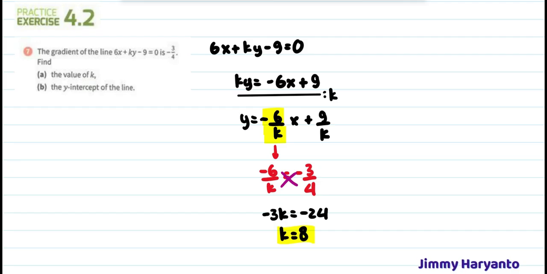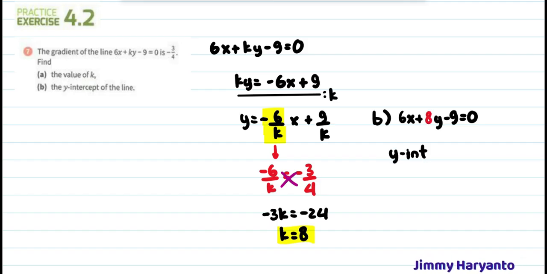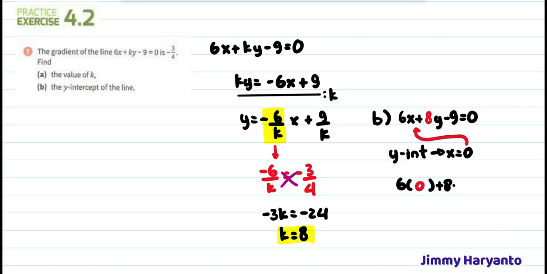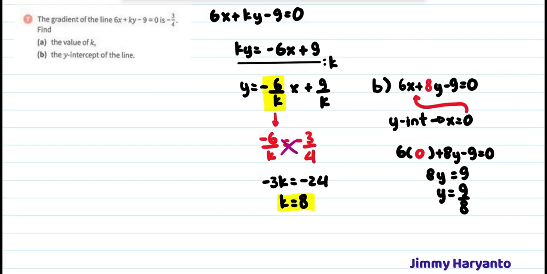And then next is B. Find the y-intercept of the line. Okay, so we have 6x plus ky minus 9 equals 0. Because we already have the k, we can replace the k with 8. And then y-intercept means x equals 0. So we only have to replace the x with 0. So 6 times 0 and then plus 8y minus 9 equals 0. 8y equals 9, y equals 9 over 8. So the point of intersection is (0, 9 over 8).